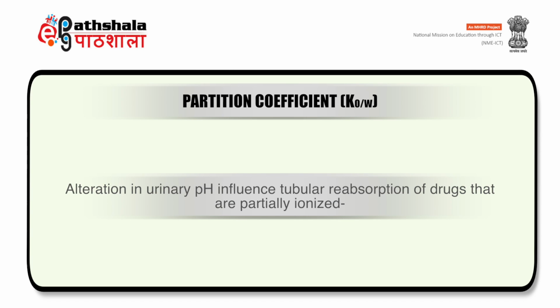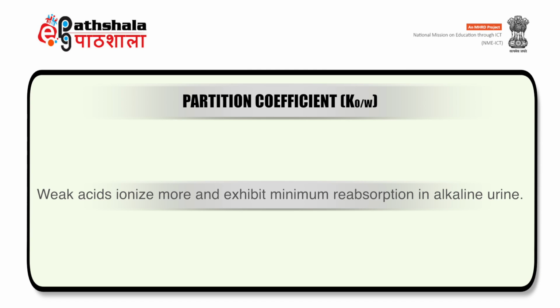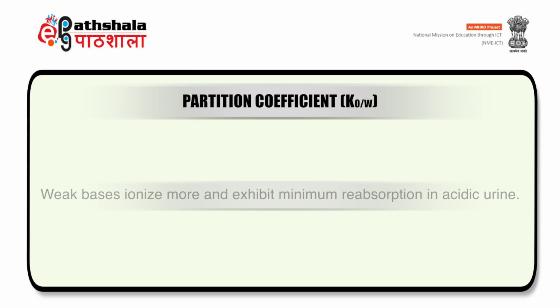Alteration in urinary pH influences the tubular reabsorption of drugs that are partially ionized. Weak acids ionize more and exhibit minimum reabsorption in alkaline urine. Weak bases ionize more and exhibit minimum reabsorption in acidic urine.